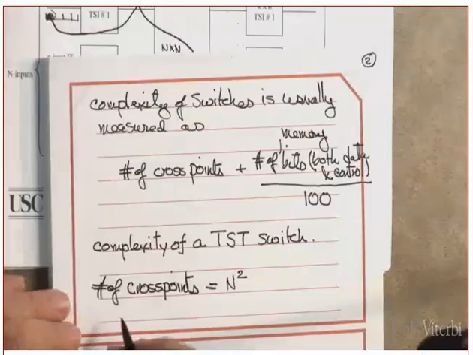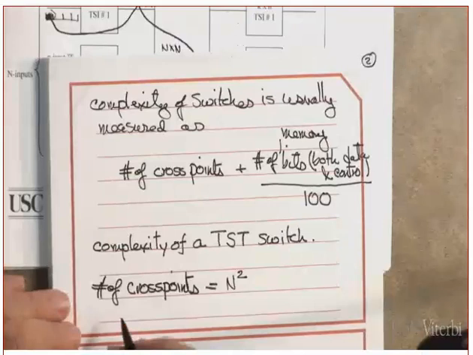Why are you not getting this? How many locations do I have here? The first location, the second location, third location, fourth location, fifth location. How many locations? Small n locations. How many bits do I need to address these locations?